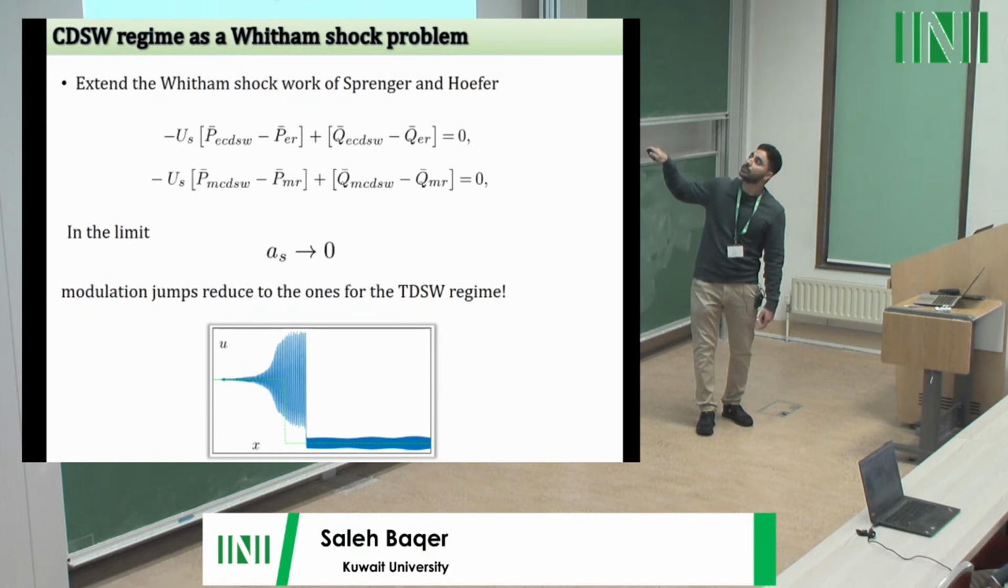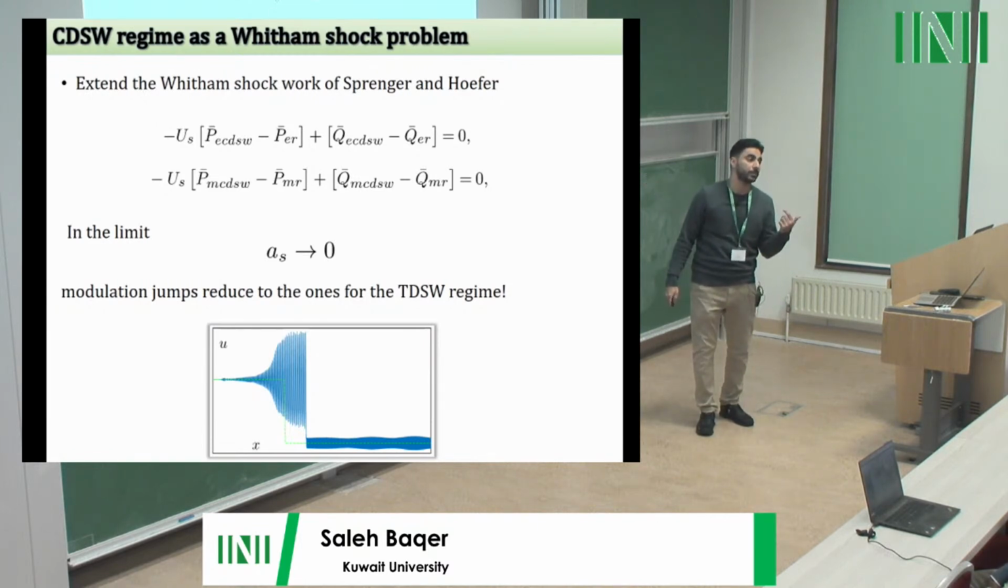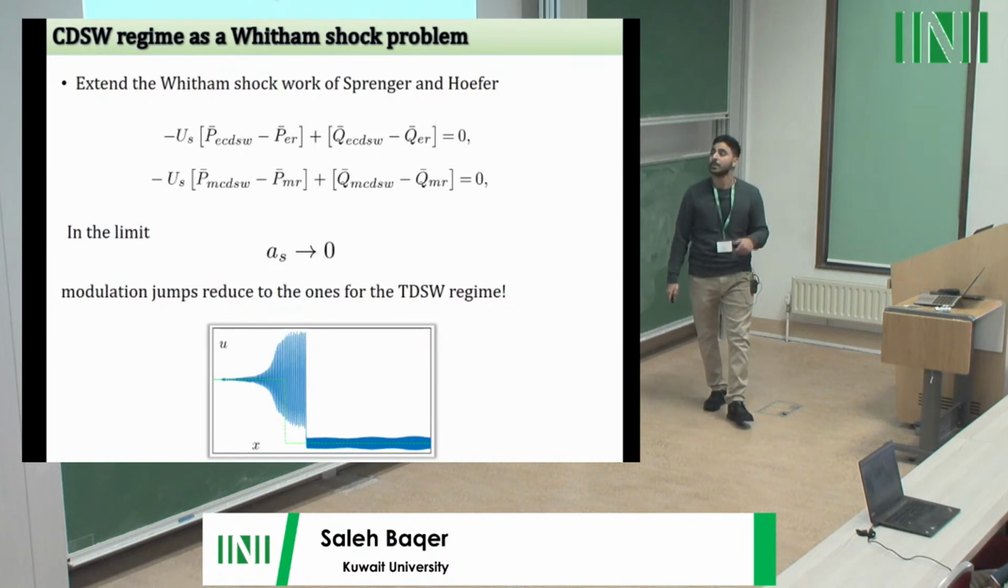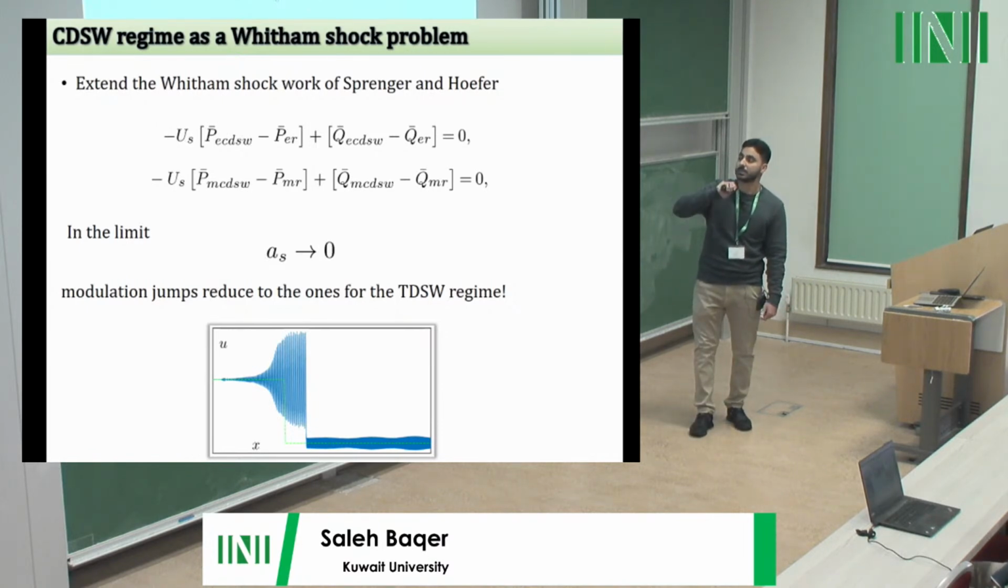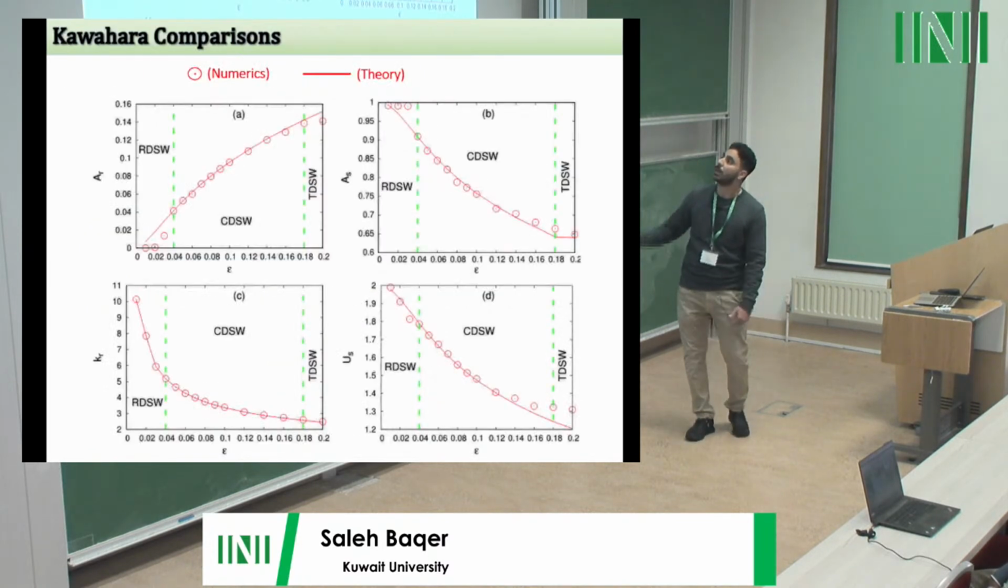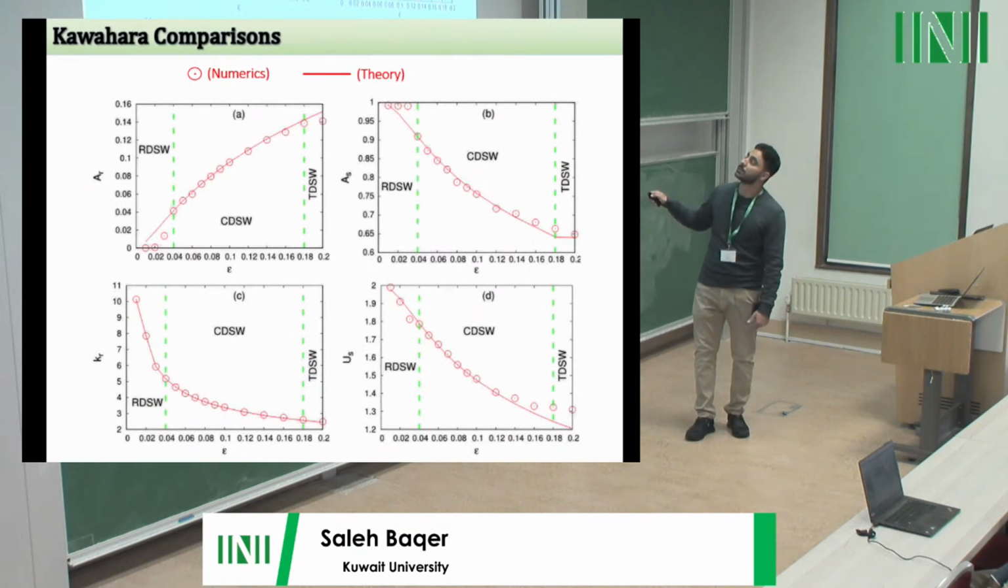And the new Whitham modulation jumps reduce to the ones that Pat and Mark used for the traveling dispersive shock waves, when the solitary wave amplitude parameter goes to 0. Okay, so I'll skip lots of details and just show you the comparisons. Circles are numerics, red dashed lines are theory. This is for the resonant amplitude. This is the leading solitary wave height of the dispersive shock wave. This is the resonant wave number, and this is the Whitham shock velocity.